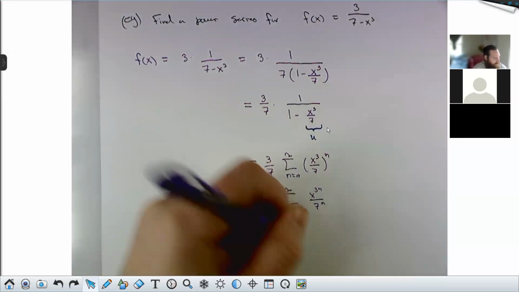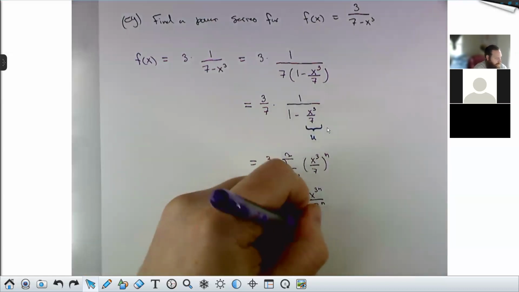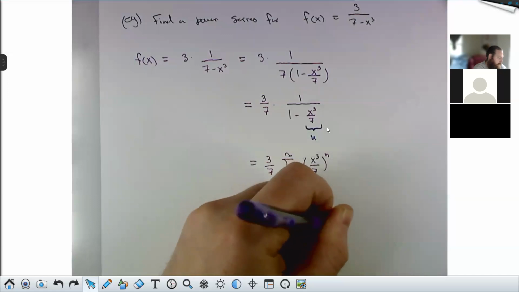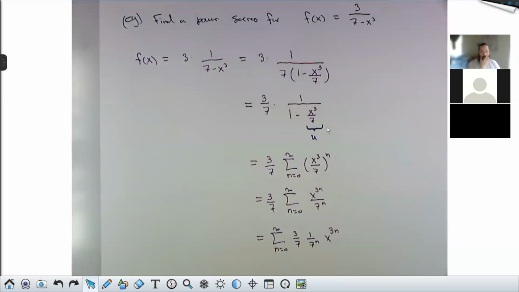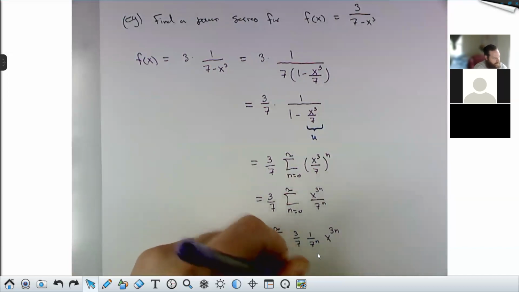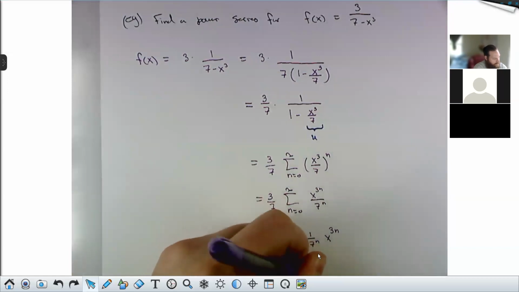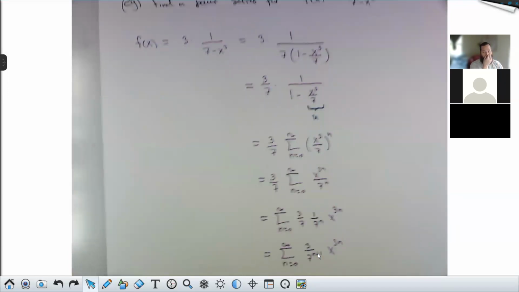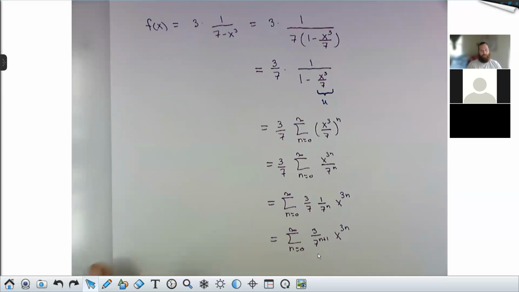I can bring that 3/7 inside the series. And then I can write x to the 3n, divided by 7 to the n, as 1 over 7 to the n times x to the 3n. And then I can multiply these two fractions. 3 times 1 is 3. 7 times 7 to the n is 7 to the n plus 1. So you get sigma n from 0 to infinity, 3 over 7 to the n plus 1 times x to the 3n. So this is your power series.